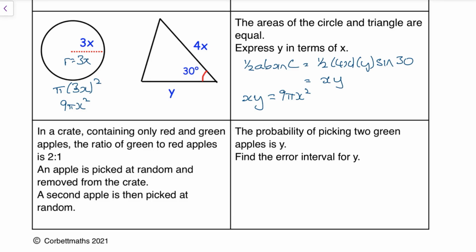x doesn't equal 0, so I can divide by x, which therefore means that y is equal to 9 pi x. Express y in terms of x. I've done that. Question done.